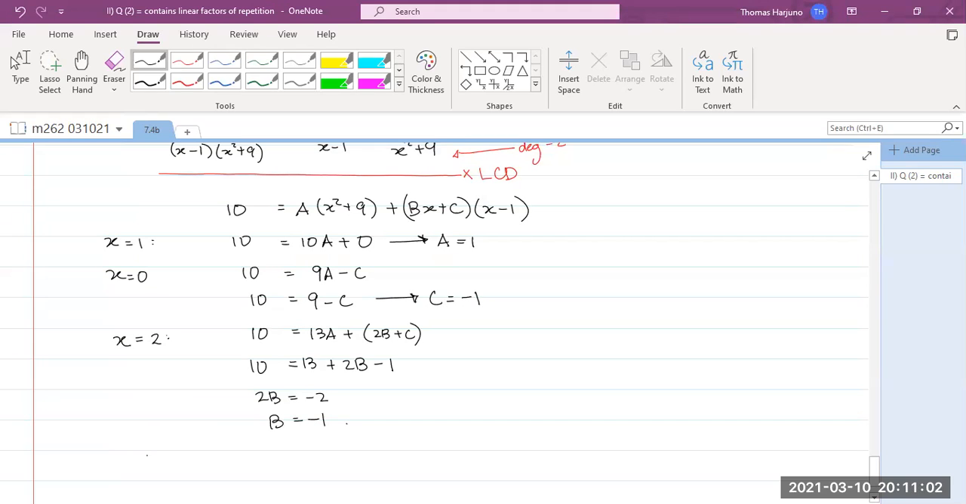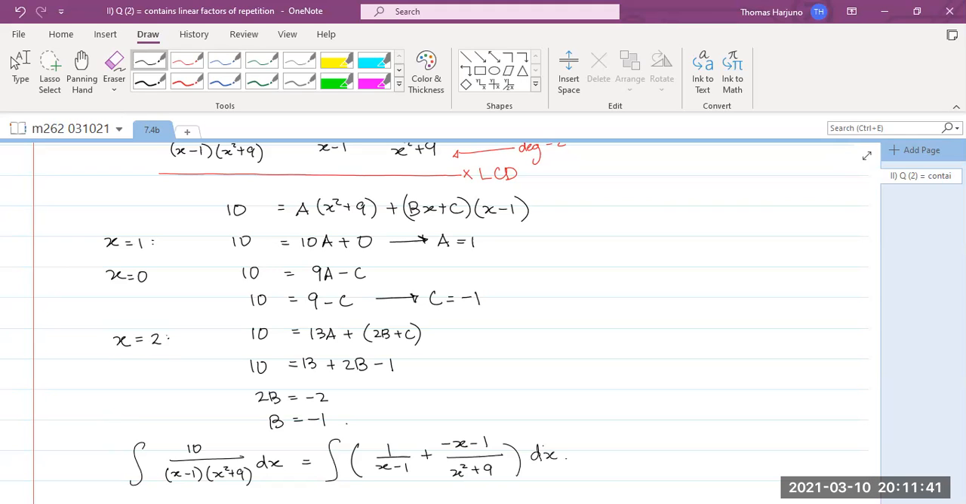So now my integral of 10 over x minus 1 times x squared plus 9 dx is equal to the integral of 1 over x minus 1 plus negative x minus 1 over x squared plus 9 dx, because my b is negative 1, my c is negative 1. Then from here we integrate as usual.